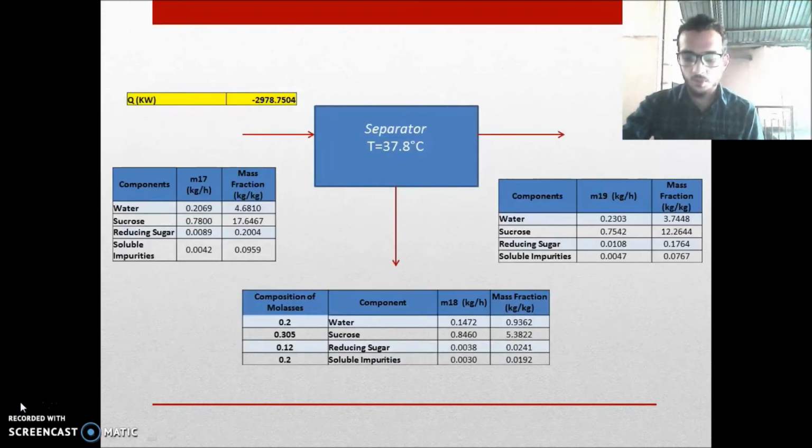Separator. The separator is a centrifuge used to separate the sugar crystals from the molasses. Almost 14% of the inlet stream is molasses, with a composition of 0.2 water, 0.35 sucrose, 0.12 reducing sugar, and 0.2 soluble impurities. There are 2 outlet streams, one for the molasses and the other for the moist sugar crystals. After energy balance calculations, it is found that the total heat energy is almost negative 3000 kilowatts at a temperature of 38 Celsius.